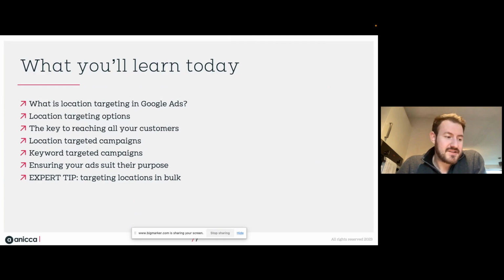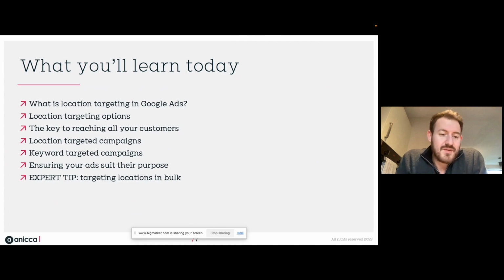So let's talk about what we're going to learn today. So first and foremost, we're going to talk about what is location targeting, and specifically in Google Ads. We're going to look at the different location targeting options. We're going to talk about the key to reaching all of your customers, no matter where they are and who they are. And that breaks down into looking at location targeted campaigns and keyword targeted campaigns.